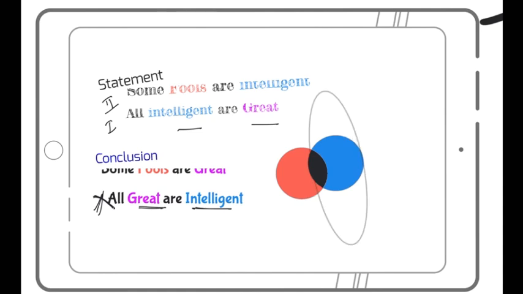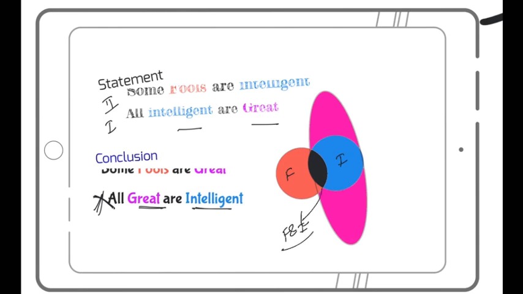Let's put the color to gray. This is my pink here. So all intelligent are great. If you can just recall, this is similar to the earlier problem. Now, can I say some fools are great? Let's check it. This is my fool, that's my intelligent. This is black, which is fool and intelligent. And this is my great. So can I say some fools are great?